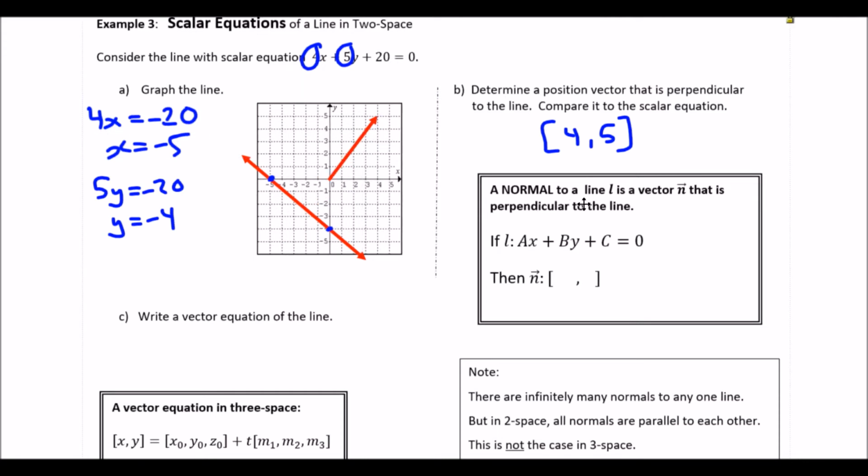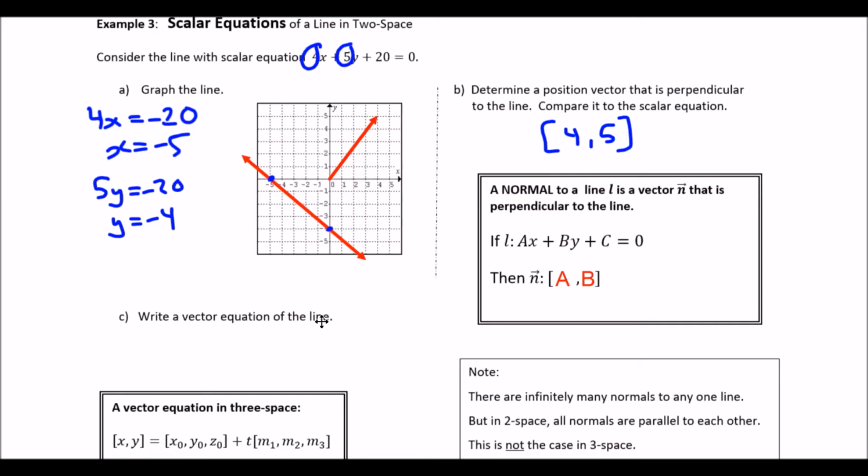A normal to the line L is a vector n called a normal. It's perpendicular to the line, so for line ax plus by plus c equals 0, the normal would be (a, b). We've already written that down, but there it is again. Now this is a bit tricky. Write a vector equation of the line.